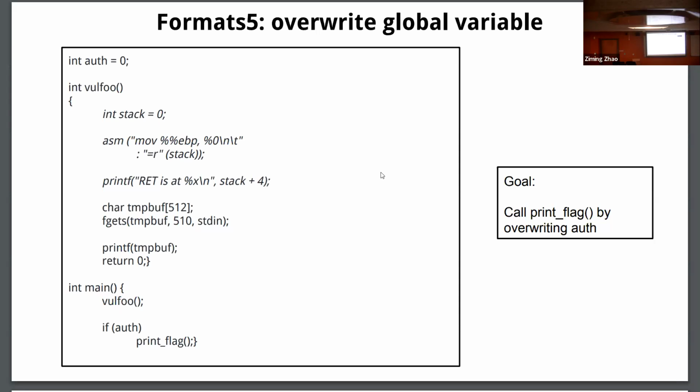So which address should we give here? How do we get that address? That's a global variable, right? So it's easy to get the address. With the program, we just use an N, and we can get the address. Try that.